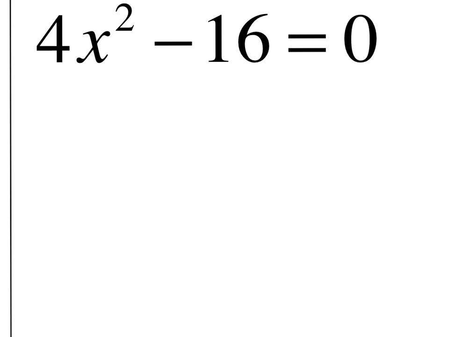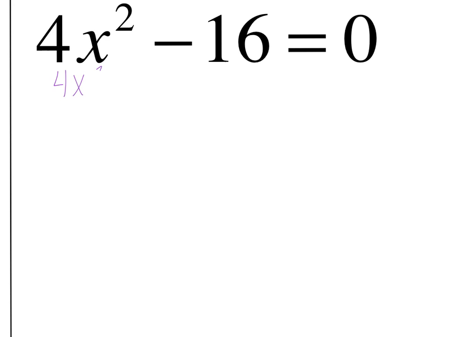4x squared minus 16 is equal to 0. I'm going to try to solve this by factoring. I do have some other ways I can do this, but for the sake of getting us better at factoring things that look like this, I'm going to try that. There is a shortcut for this one. This is called the difference of two squares problem. But I want to show us that we can do this exactly the same way.